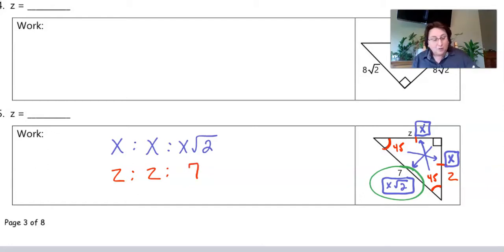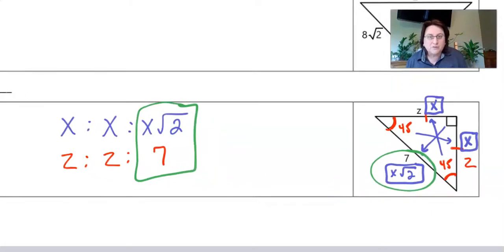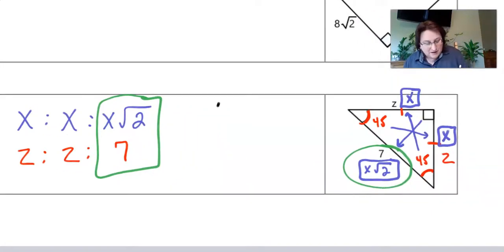So again, we're going to start with what we know. We're going to start right here, solve for x, and then go back and plug it in. If we're going to solve for x, these two expressions, 7 and x square root 2, represent the same thing. So that means that they are equal, and we're going to set them equal to each other. I'm going to zoom in here so you guys can see this. x square root 2 is equal to 7.